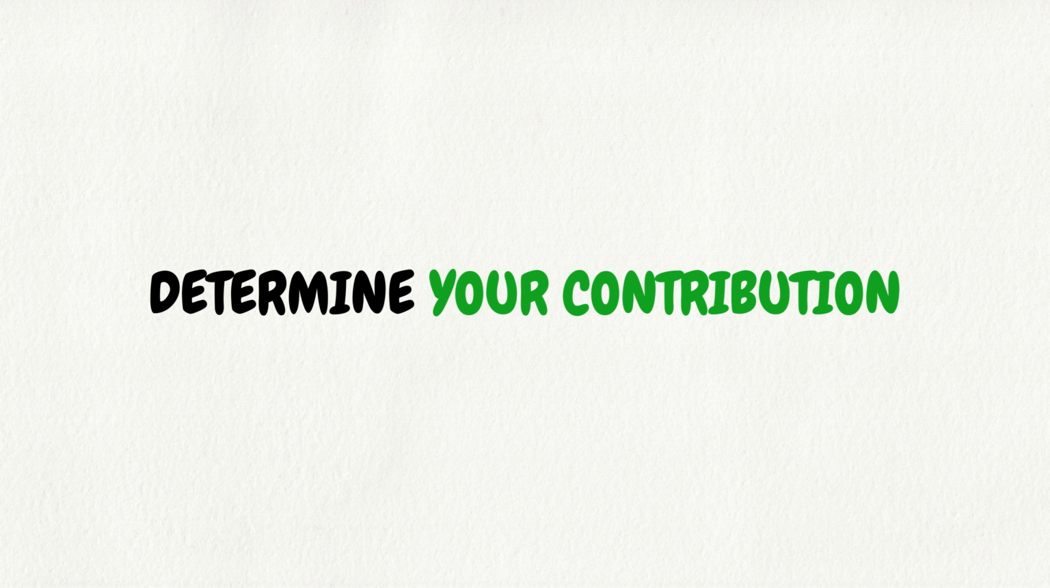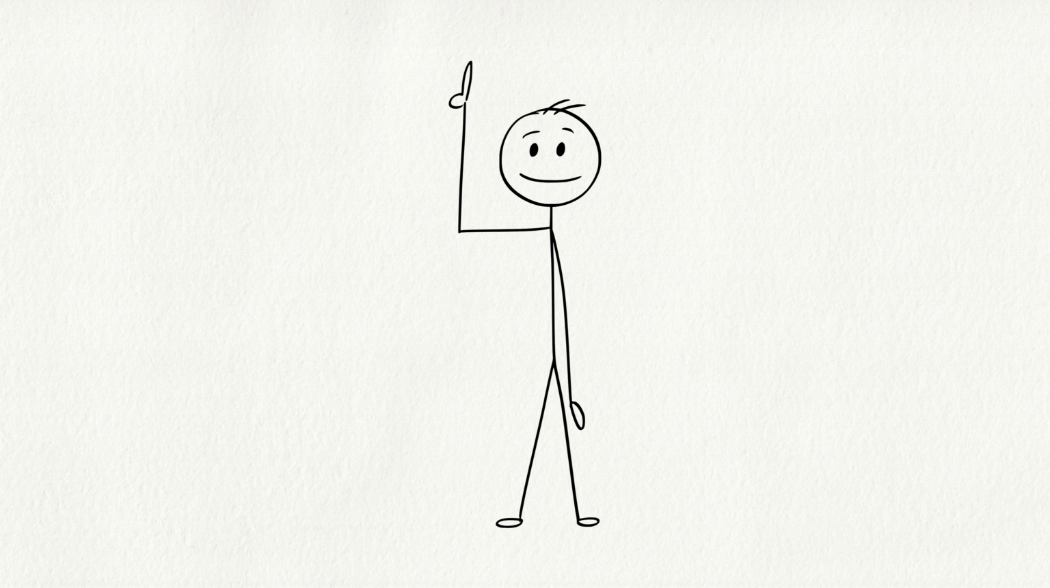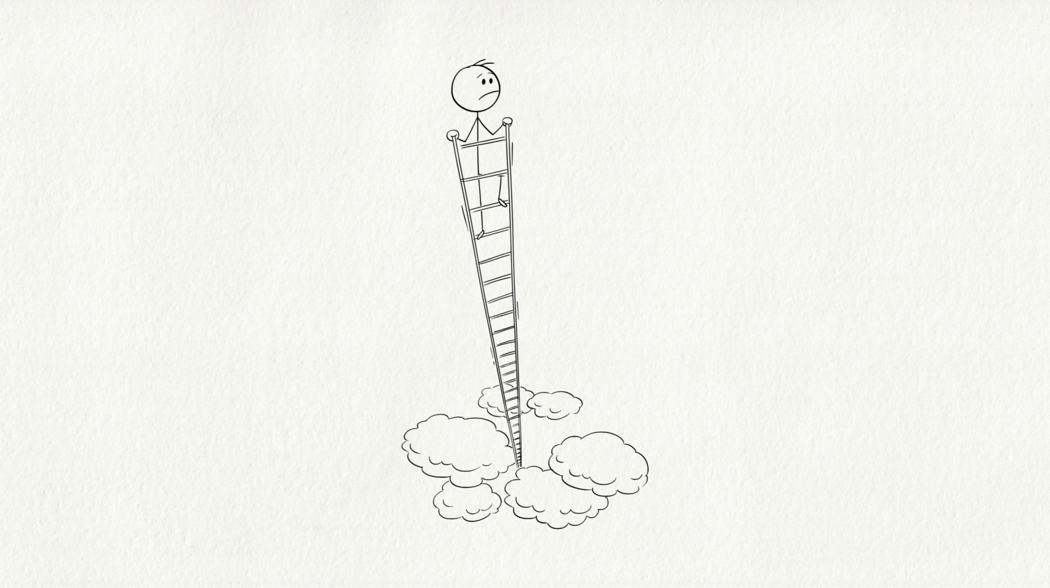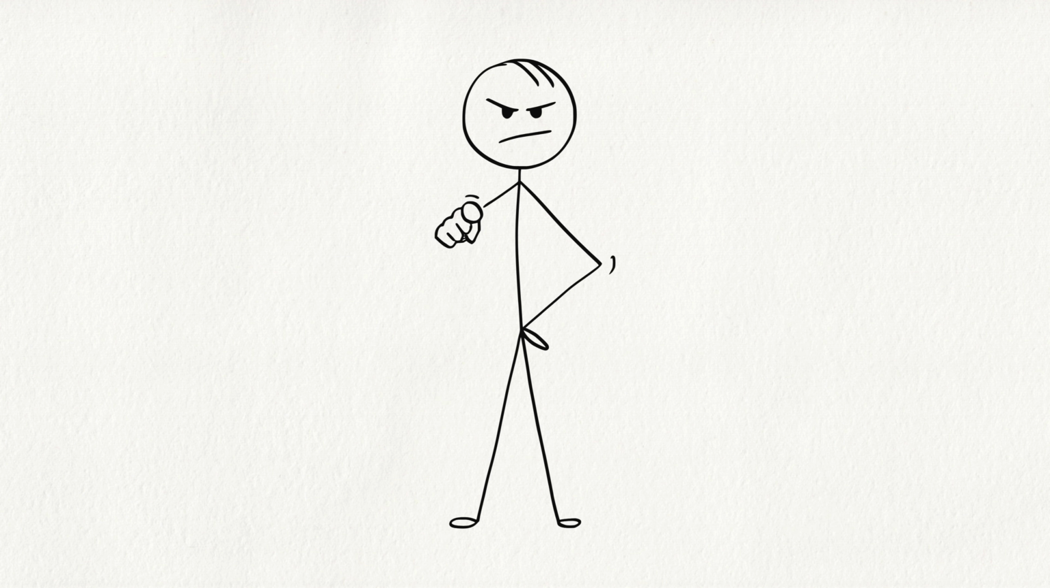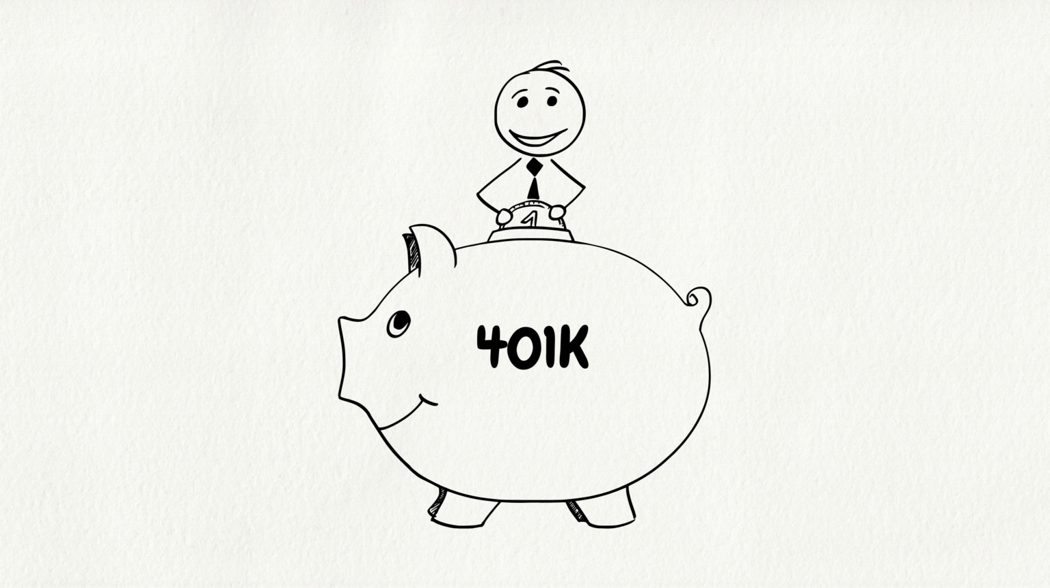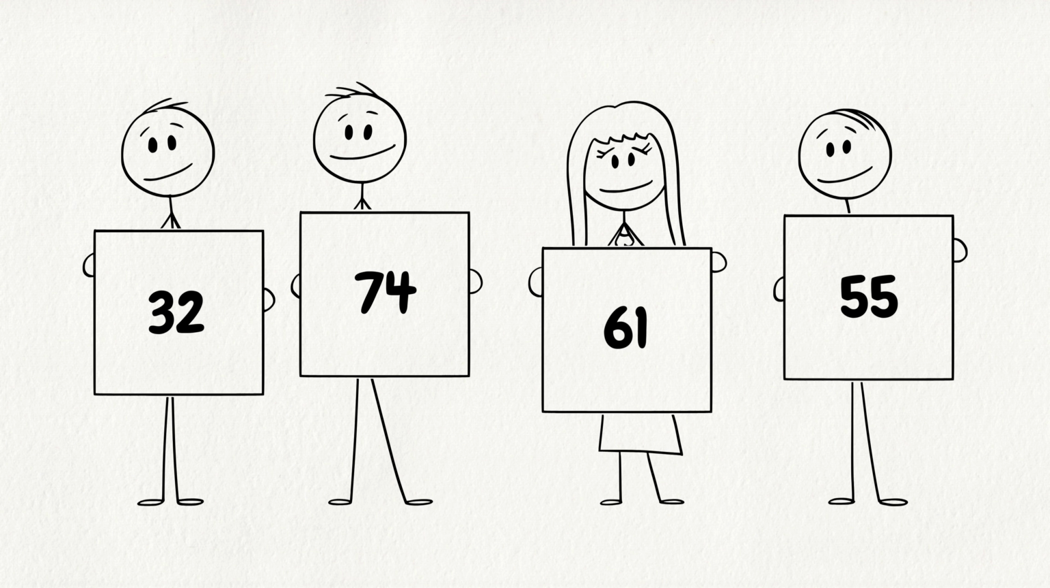Step 2. Determine your 401k contribution. In addition to setting the total 401k contribution limit, the government also sets a limit on how much you specifically can contribute to your 401k. This limit also varies depending on your age.